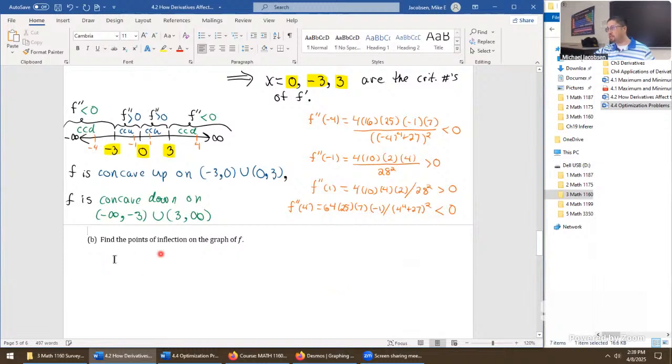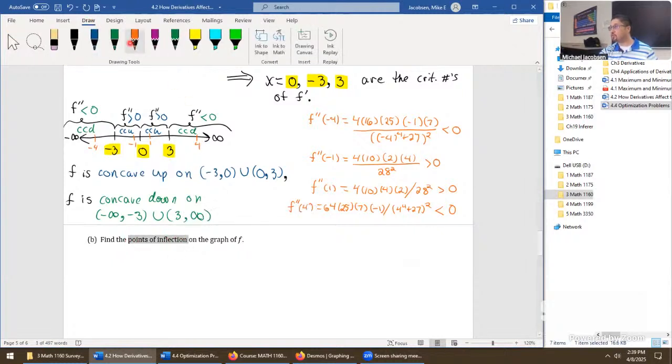So next, the inflection points. This is like the step where we were looking into local maximums, local minimums, except you have to be a little bit careful with inflection points. A point of inflection is, let's write down just a quick statement here.